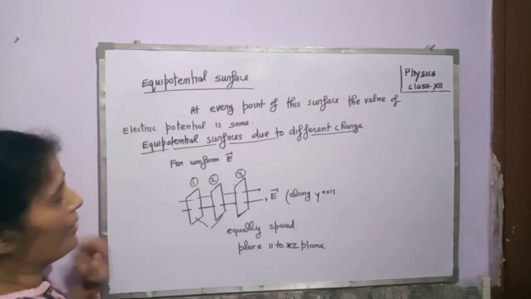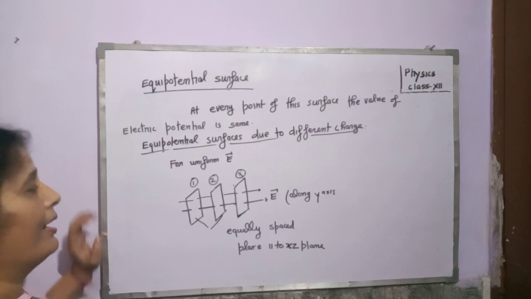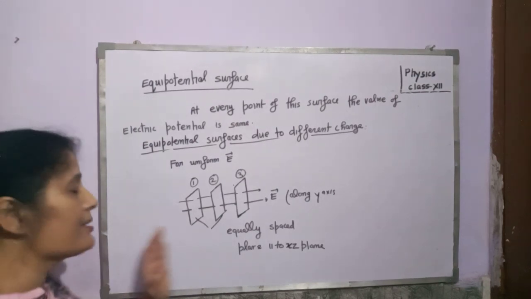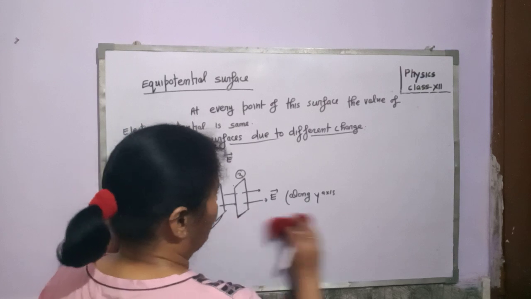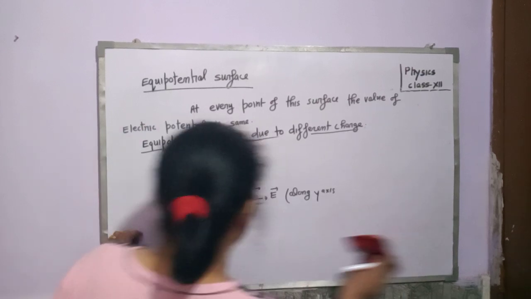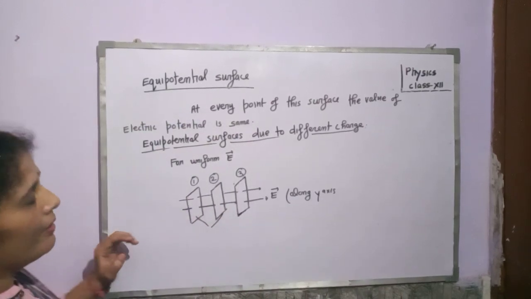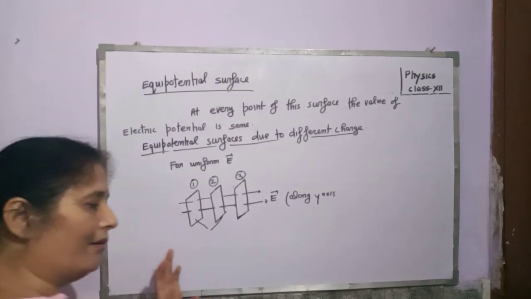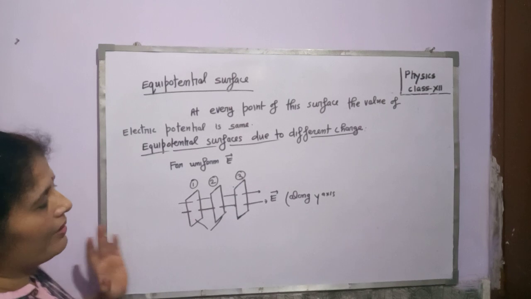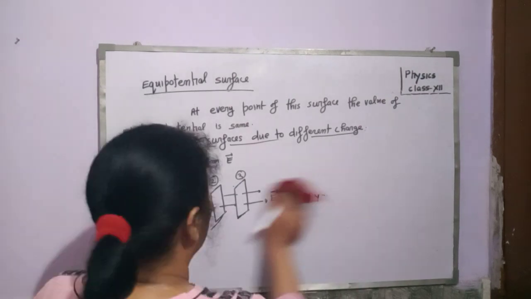Now this is the uniform electric field. If the electric field is increasing, then the distance between them will decrease. If the electric field is decreasing, then the reverse will be the case.